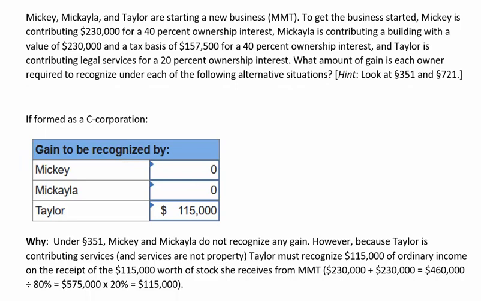Okay, so why? Under section 351, Mickey and Michaela do not recognize any gain, but Taylor does because he or she is contributing services, and services are not property. So Taylor must recognize $115,000 of ordinary income on the receipt of the $115,000 worth of stock she receives. So now we know Taylor is female. So how do we do that calculation?